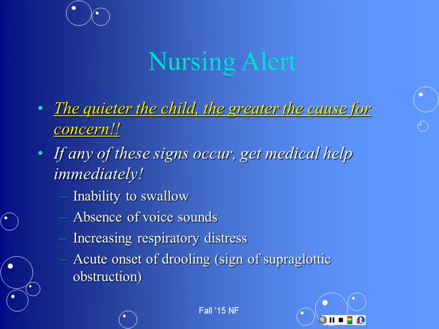If the respiratory distress is worse, if all of a sudden they were fine and they have an acute onset of drooling, that means they may have an epiglottic or supraglottic obstruction. Okay, so if any of that occurs, you want to get help immediately. All right, so if your child was wheezing or stridorous, and you raise the head of the bed and walk out of the room, and you come back and they're not doing that anymore, and you haven't done anything to treat the wheezing or the stridor, that's bad.